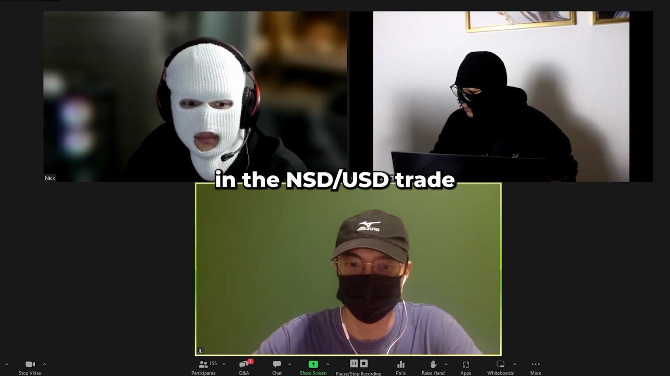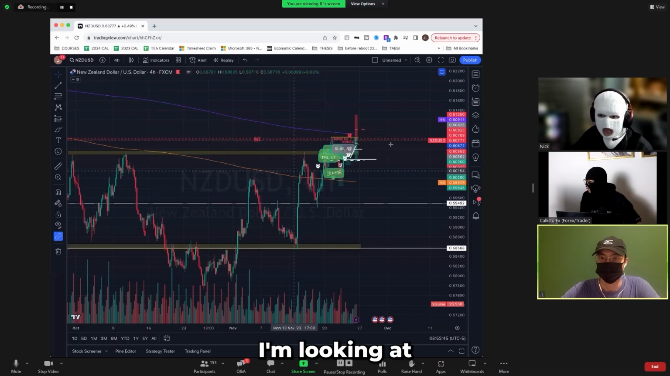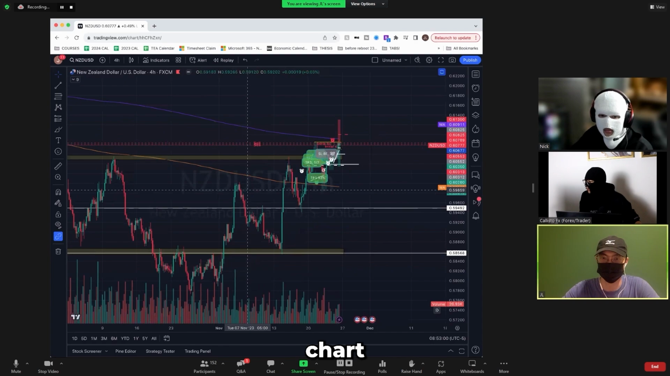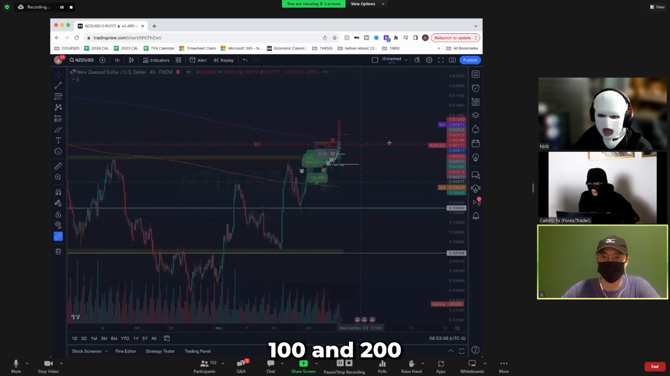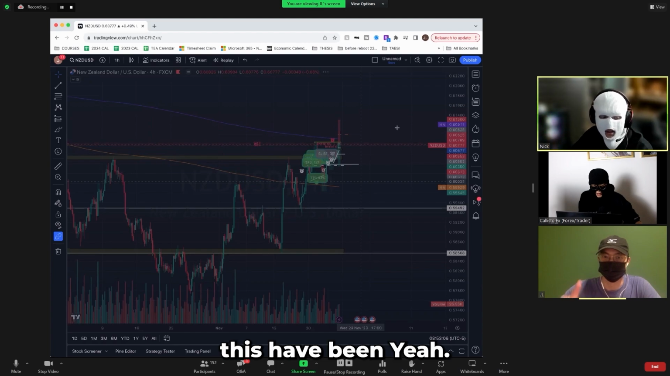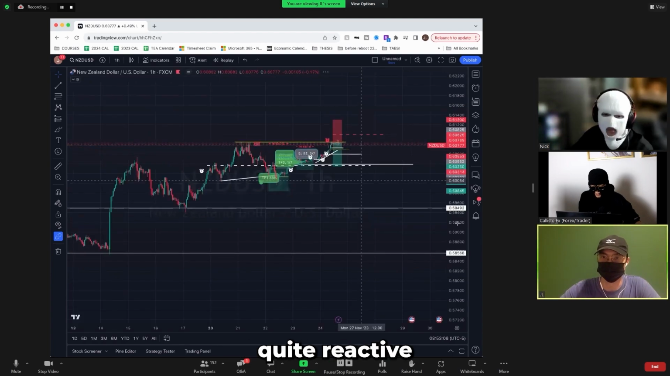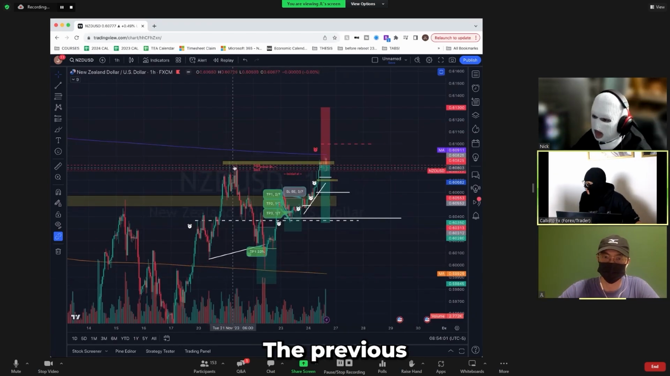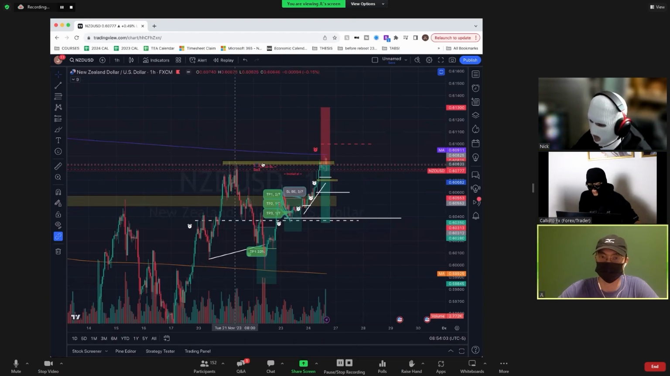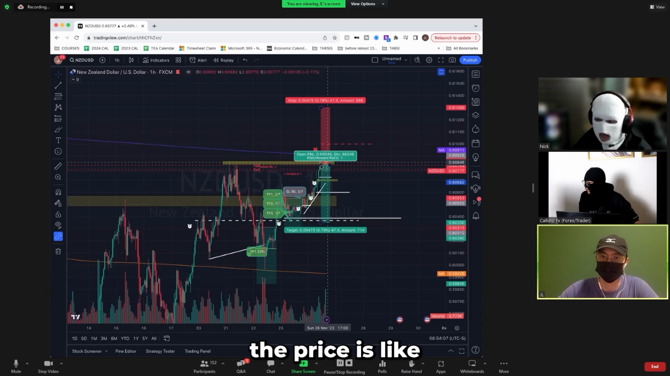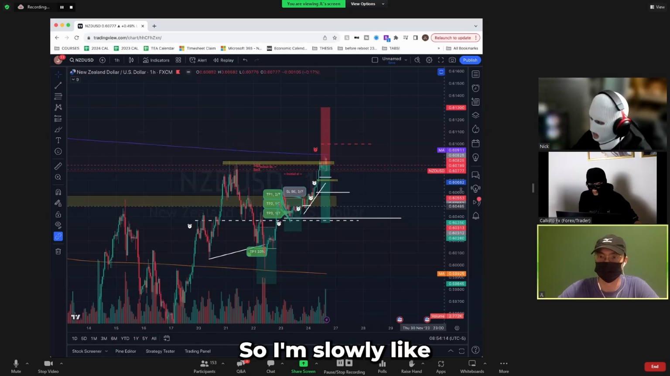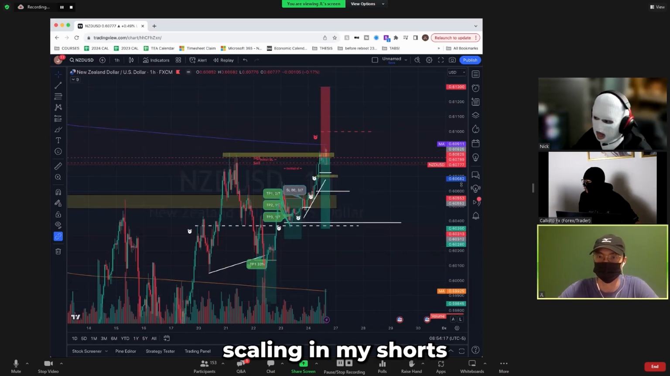What is your strategy? I'm actually in the NZD USD trade. I'm looking at NZD USD, the 4 hour time frame. I'm looking at the WCR. I'll go to the 1 hour chart. I'm actually using the SMA 100 and 200, because I see the price has been quite reactive at this level. So I mark out the resistance. That's the previous swing high, and then I also mark out another resistance over there. And then the price is super near the MA 200 and it's already reacting with some candles. So I'm slowly scaling in my shorts.